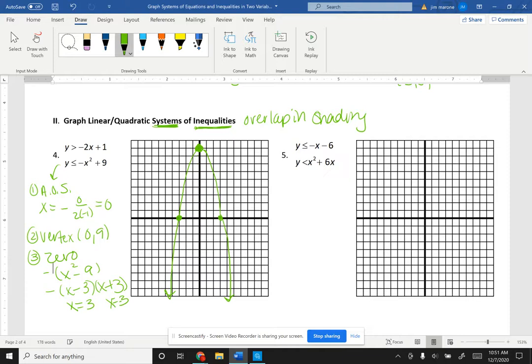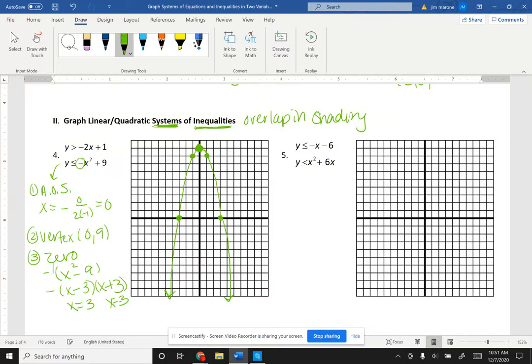Just as long as you get the vertex. If there's zeros, you can find them. If there's real rational zeros, you can find them. I mean, you can also use this little trick. If the coefficient of x squared is -1, you can go down 1, right 1, and then reflect it, however you want to graph it.